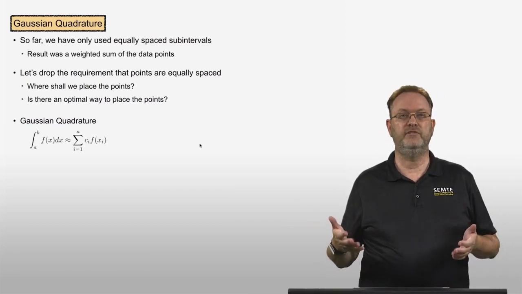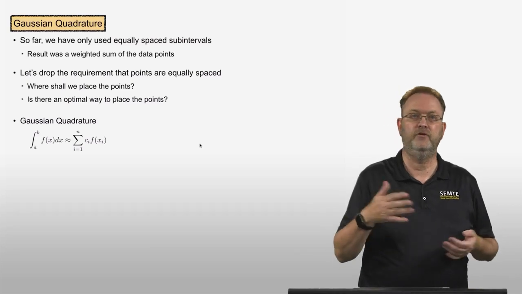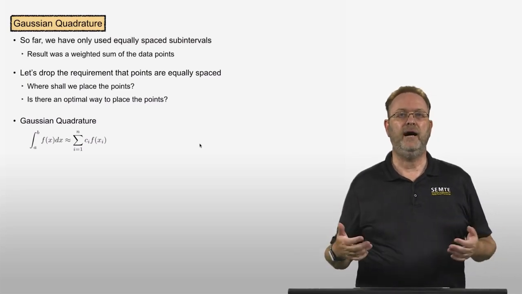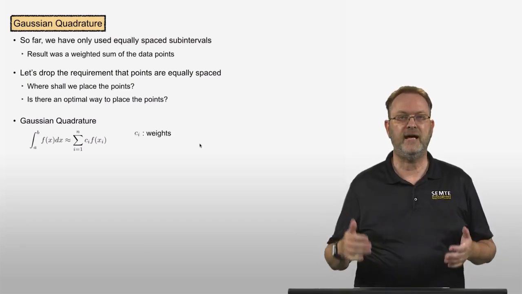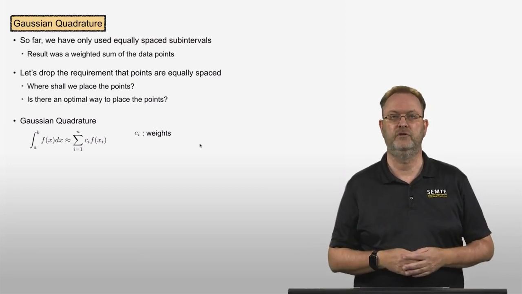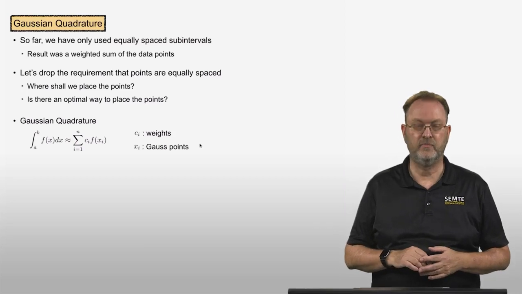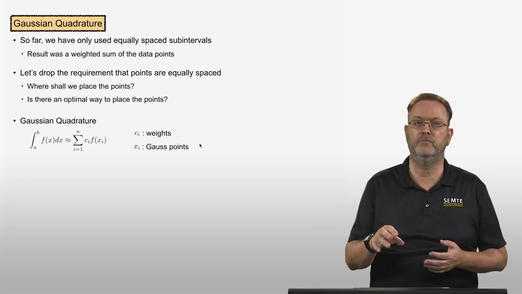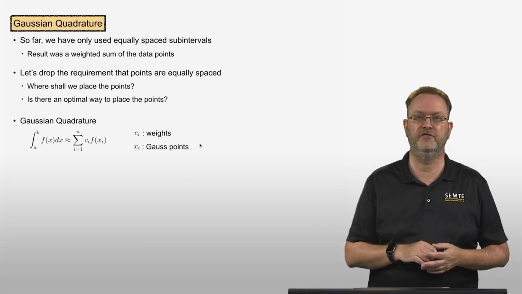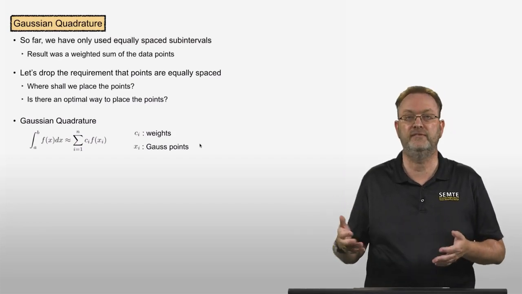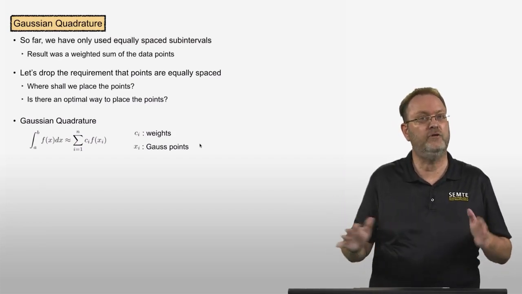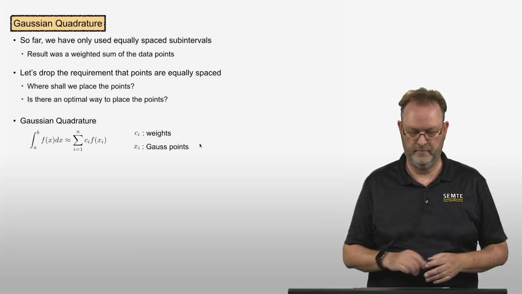So we're going to approximate the integral from a to b of f of x dx by a weighted sum of the function values. The weights are these c sub i's, and the points where we want to evaluate the function are called the Gauss points x_i, and they now don't have to be equally spaced.